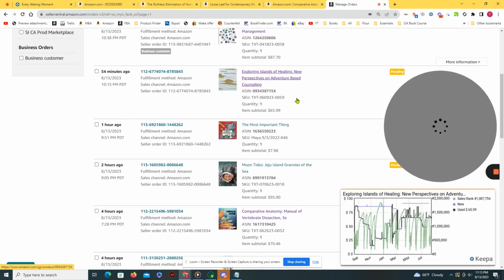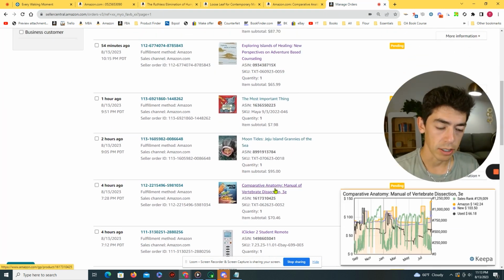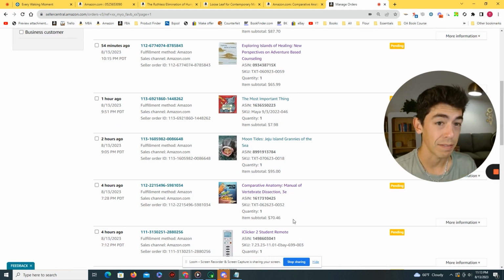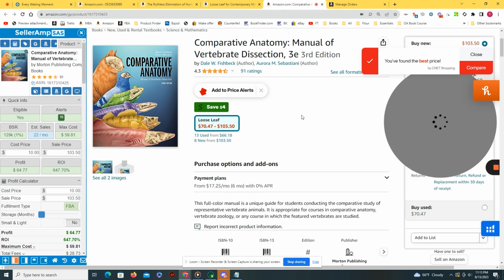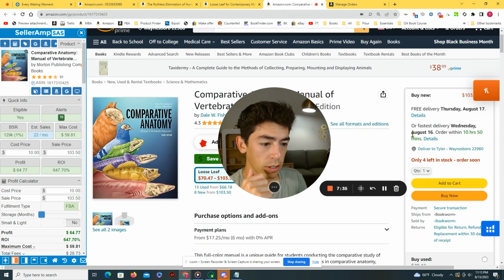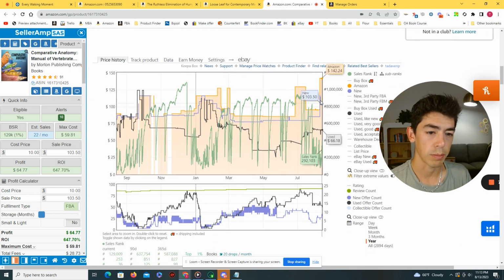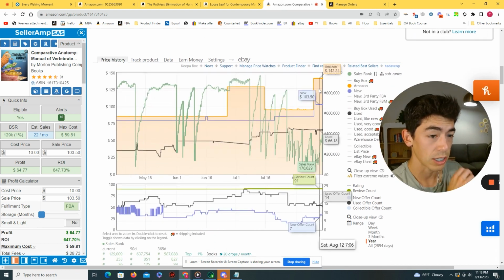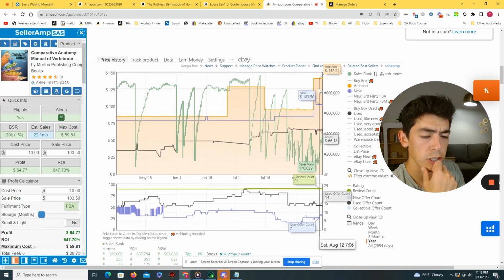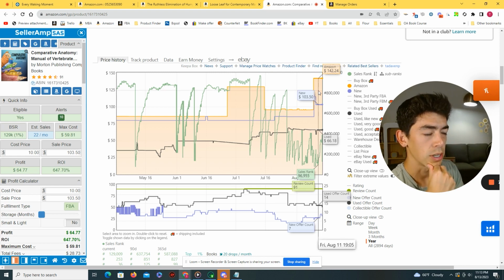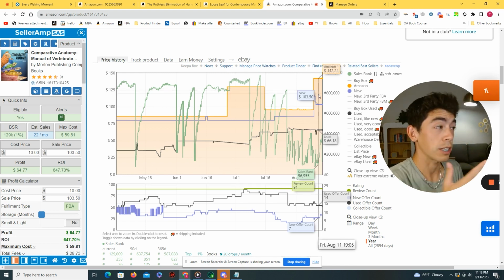Now, one more example of a book that I sold today in used condition where Amazon's on the listing. This comparative anatomy book sold for $70.46. Again, here it is. You can see on the buy box, looks like actually Amazon's on the buy box, so that's interesting. But if we come down here to the Keepa chart, notice that Amazon is on this listing for $142. Could I reasonably assume that somebody wants to save $70 by buying in used condition?